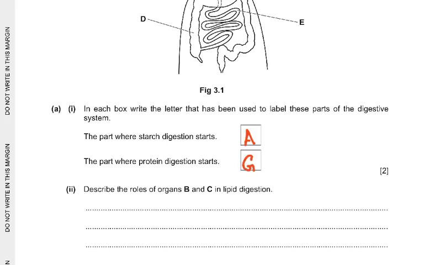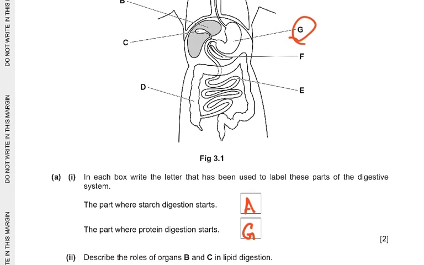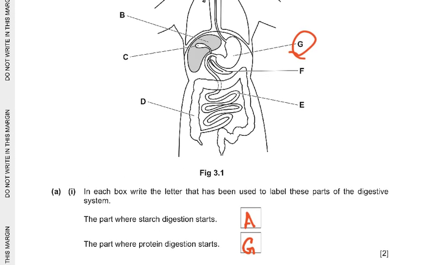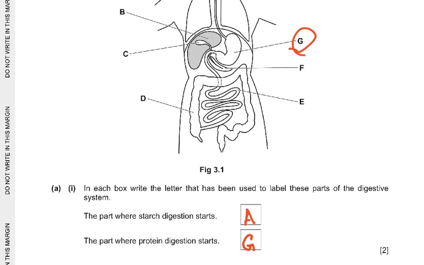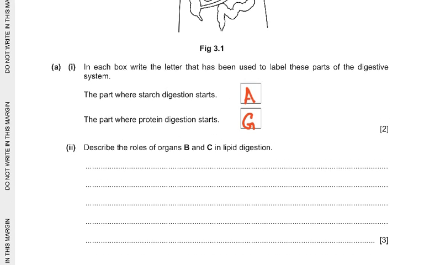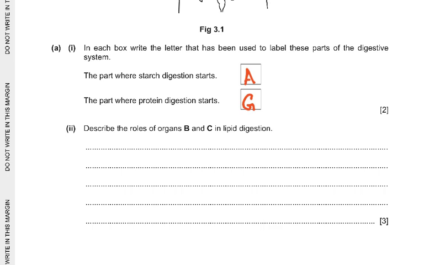Describe the role of organs B and C in lipid digestion. What is B? B is the liver and C is the gallbladder. It says describe the roles of organs B and C in lipid digestion, and that's 3 marks. So B, the liver, produces bile, the gallbladder, which is C, stores the bile, and bile emulsifies lipids, so it speeds up lipid digestion. Basically 3 points: liver produces bile, gallbladder stores bile, bile emulsifies lipids.